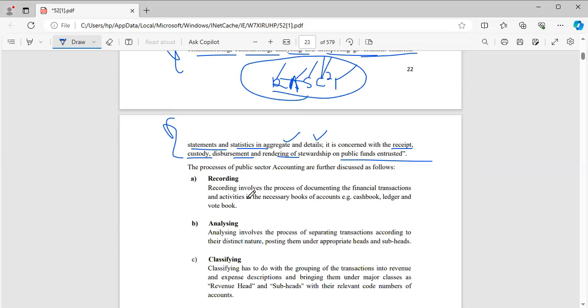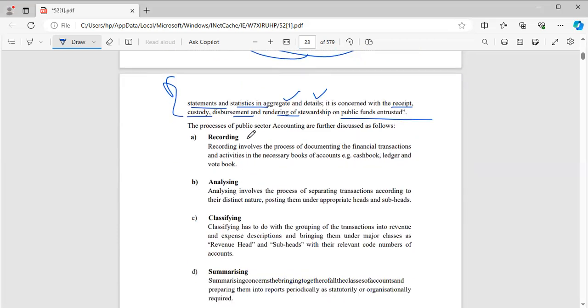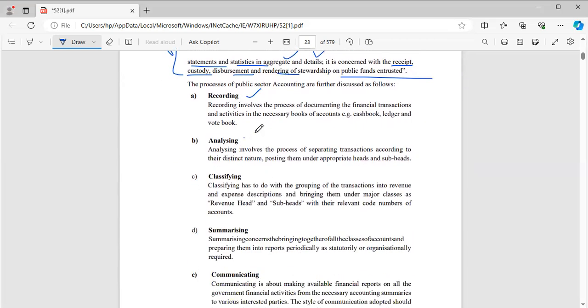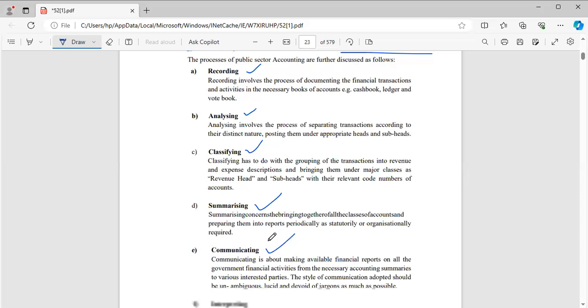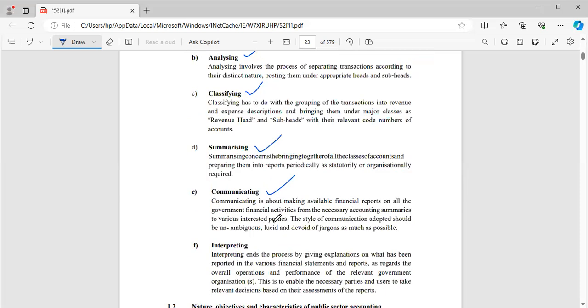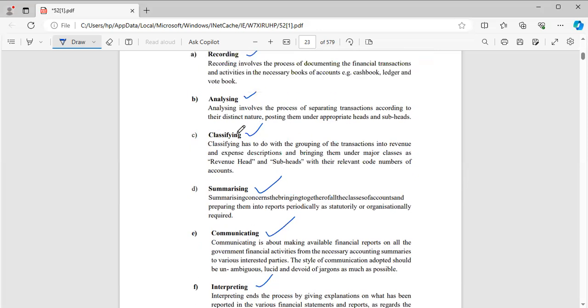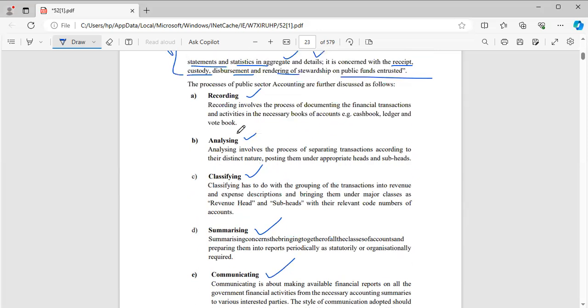So ICAN has done it well to explain what recording of transaction is, analyzing of transaction, classifying of transaction, summarizing of transaction, then you communicate transaction. They've spelled out everything that you need to know, including the interpretation of transaction, all right? All these are what you can go to because you have done it in ATS1. So I would not want to repeat most of these things again, but you can go through them, okay? Where you record your transaction, you have to analyze them into different areas, heads, subheads, okay?